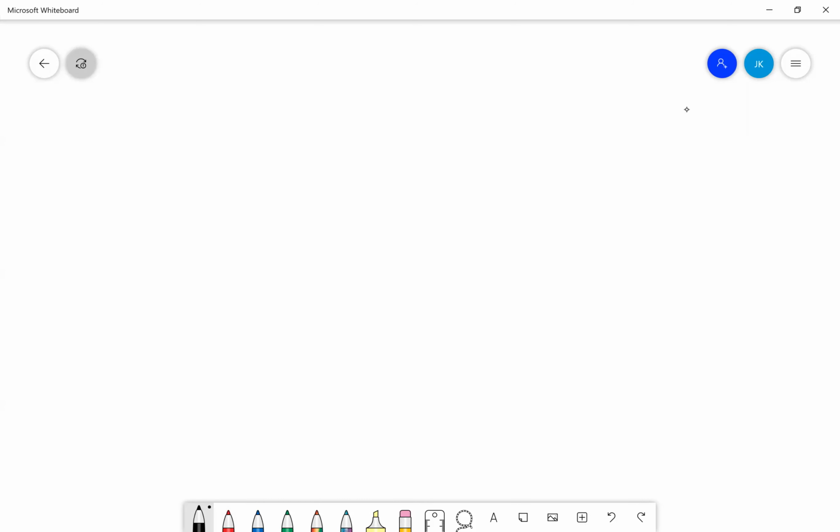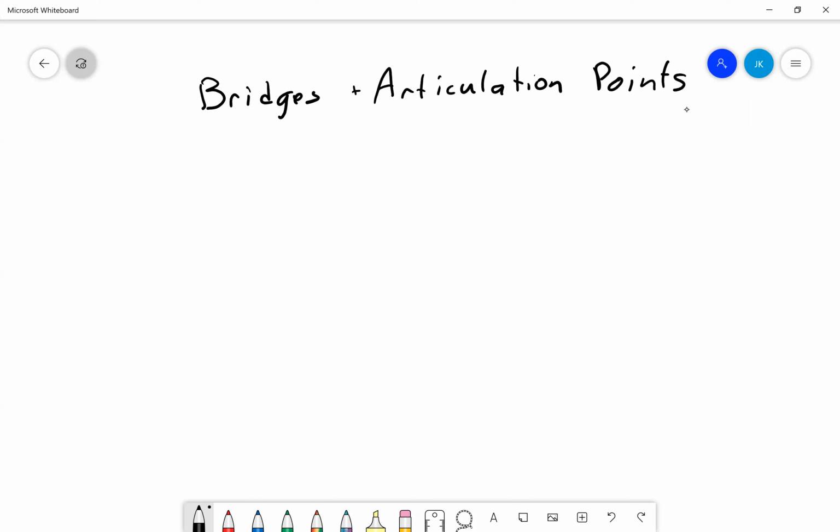The next graph topic that we have is about bridges and articulation points. And the reason that we go through this is not that these are a particularly common problem to face, but it shows an interesting way that you can build on top of something like a depth-first search to perform a more complex operation. So this is an example of that.